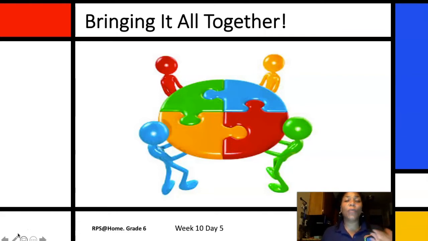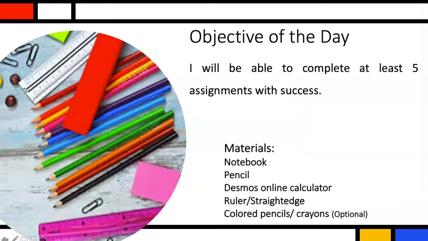So we're going to bring it all together today, and we're going to finish up our last lesson on SOL 6.9, and then I'm going to give you some other ideas or items that you may want to work on while you are spending some of the last few weeks at home. The objective of the day will be, I will be able to complete at least 5 assignments with success. You're going to need all types of tools to complete all of these items throughout the next few weeks. So, of course, your notebook and pencil. You may need to use your Desmos online calculator, a ruler, straight edge, colored pencils, and crayons.